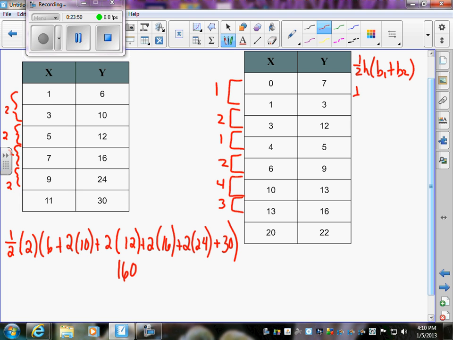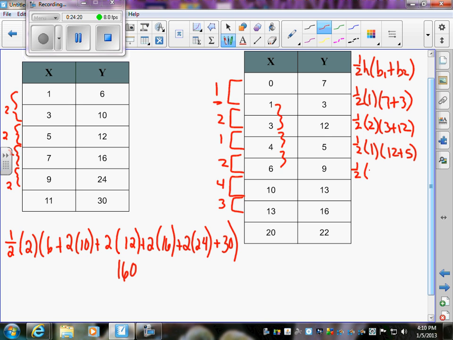So this is going to go 1/2 for the first trapezoid. The height is going to be 1 from here. And then your bases are your 7 and your 3. The next trapezoid is 1/2 the height, which is going to be 2, and the bases are 3 and 12. Then my next one is 1/2 the height, which would be 1. My bases would be 12 and 5. Then 1/2, the next height is 2. The bases are 5 and 9.